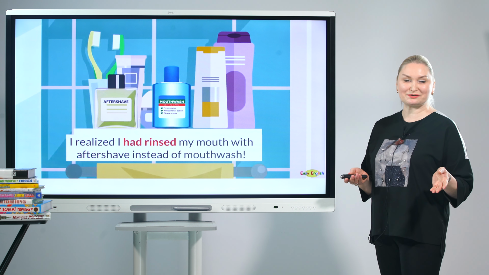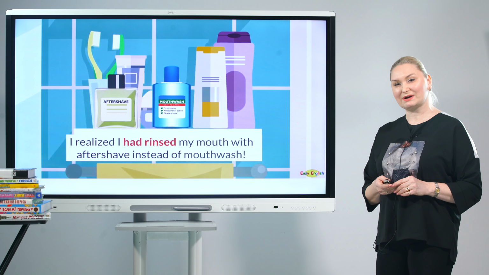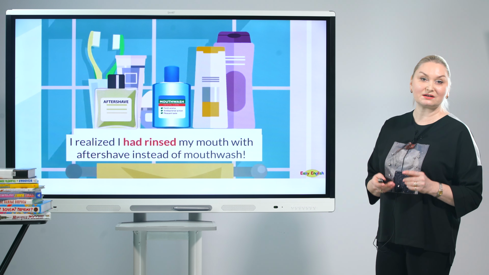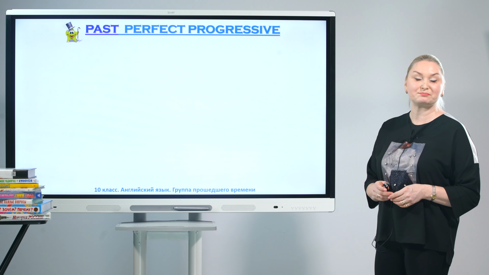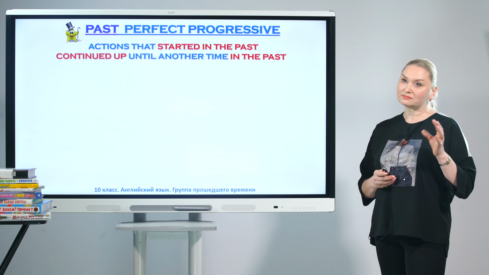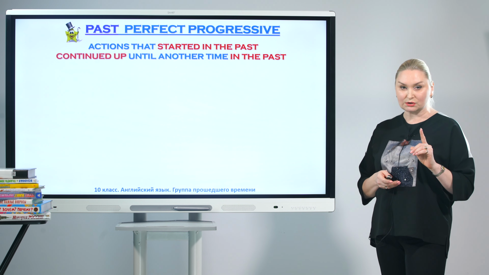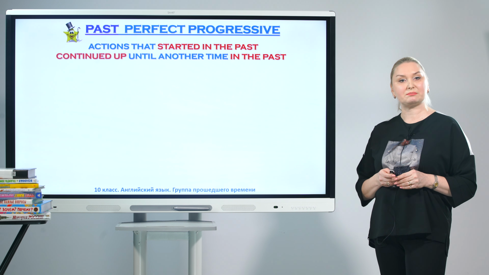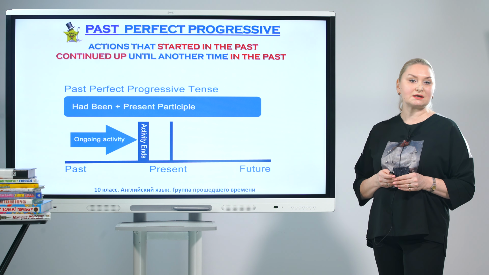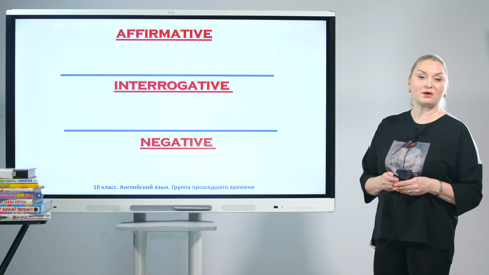It's a comic situation. To mix aftershave with mouthwash, it's awful. But you have to remember about grammar. Had plus past participle. Let's continue to speak about past perfect progressive. This kind of tense expresses actions that started in the past and continued until another time in the past, okay? And the grammatical structure is had been plus present participle. You see? So, let's speak about samples.